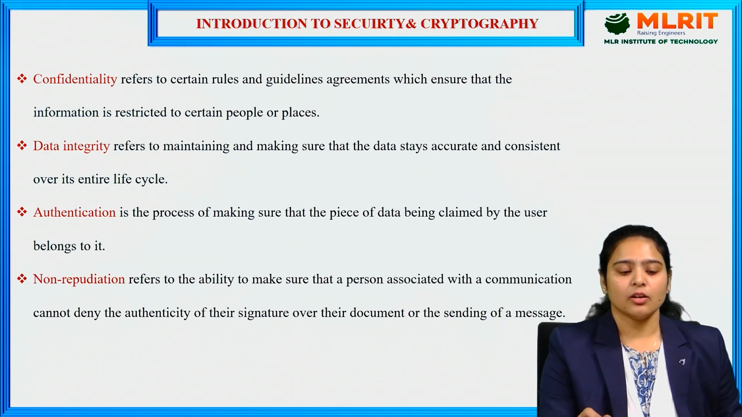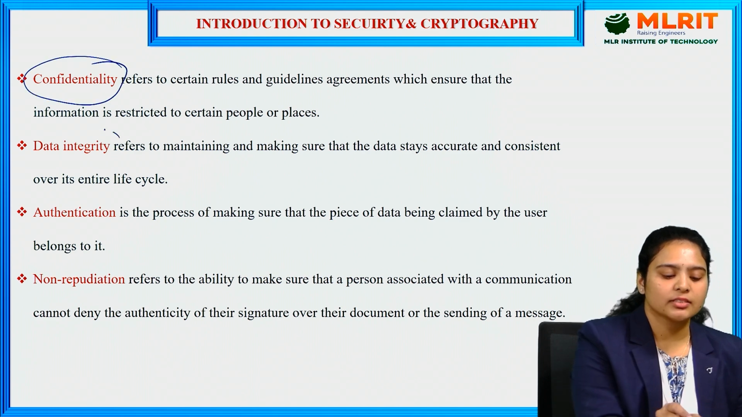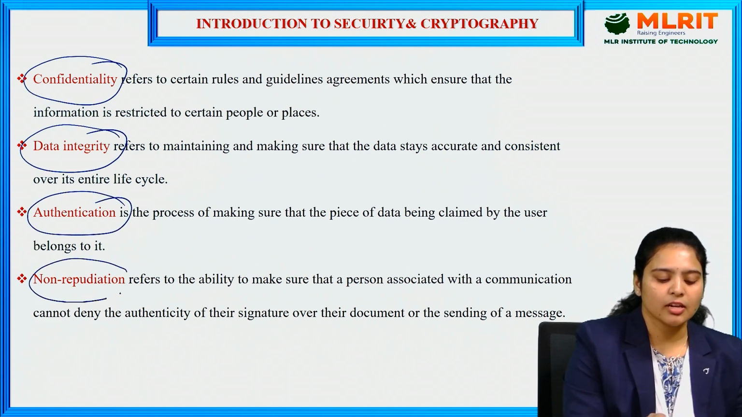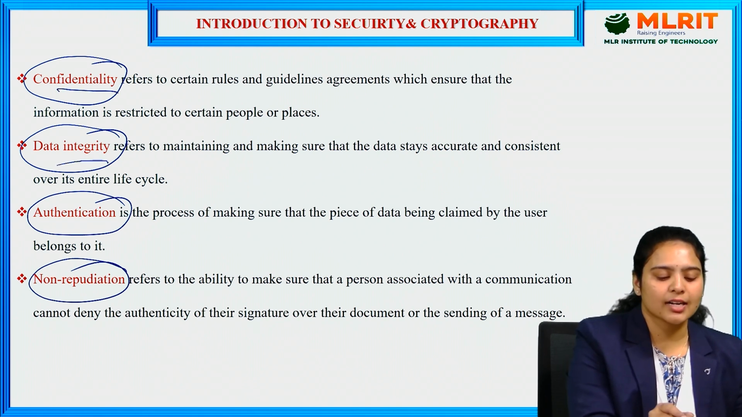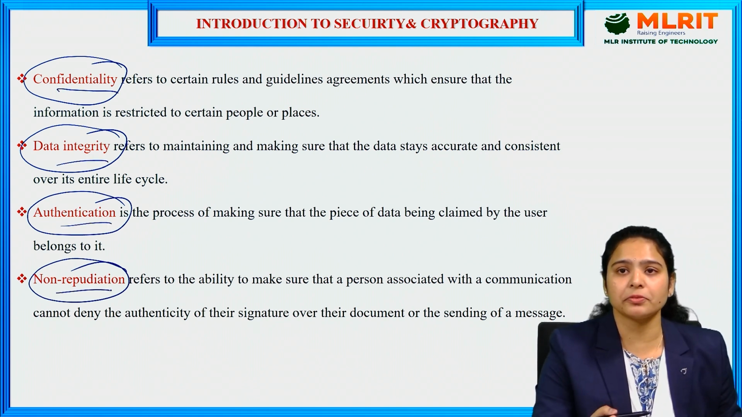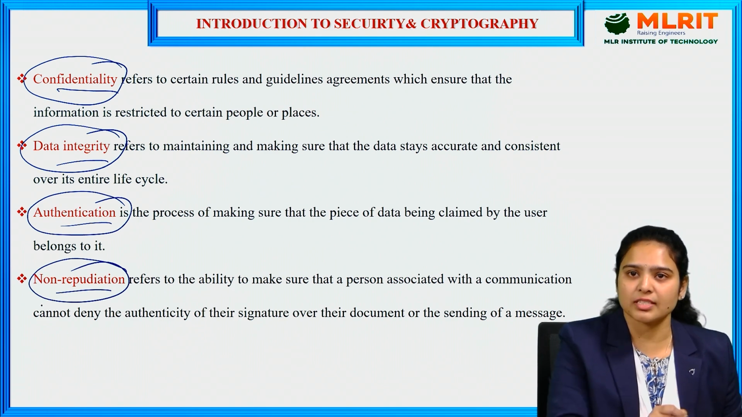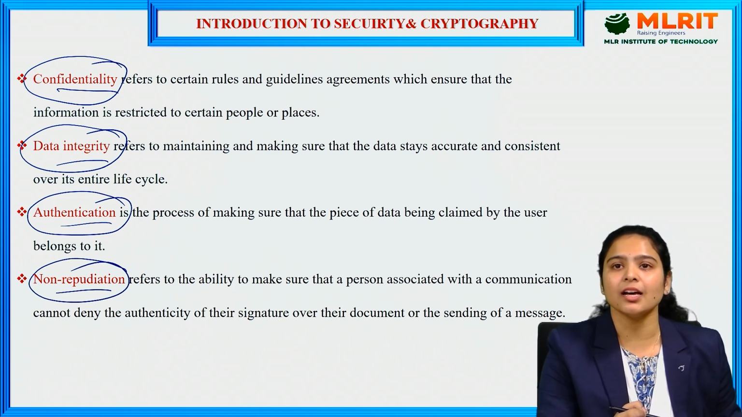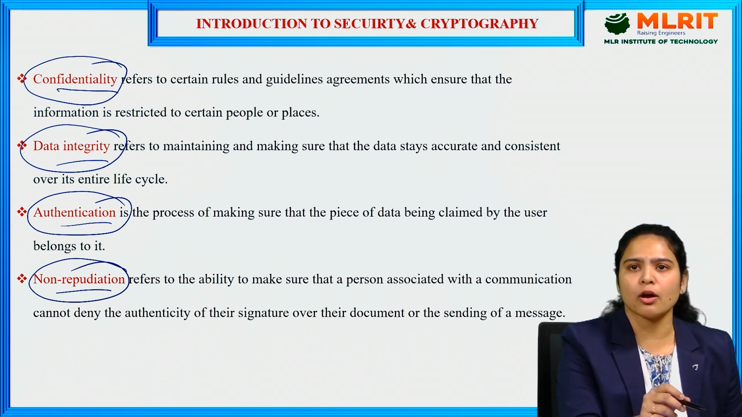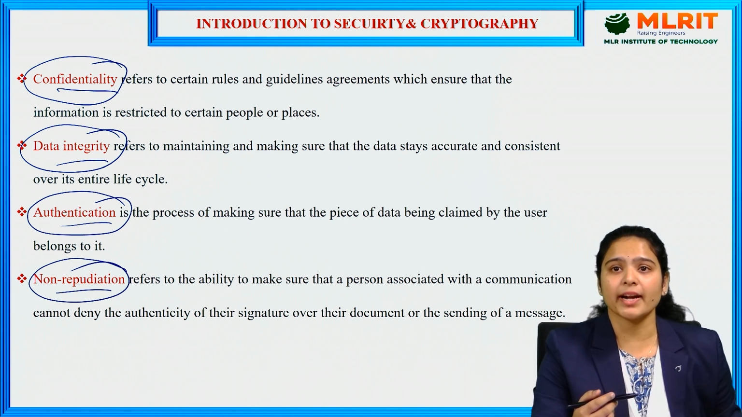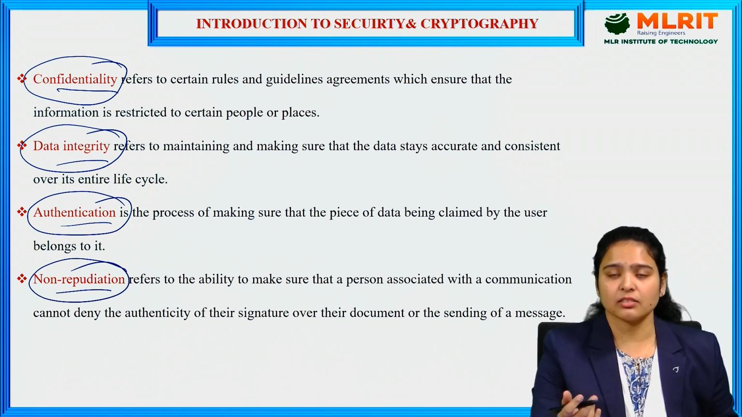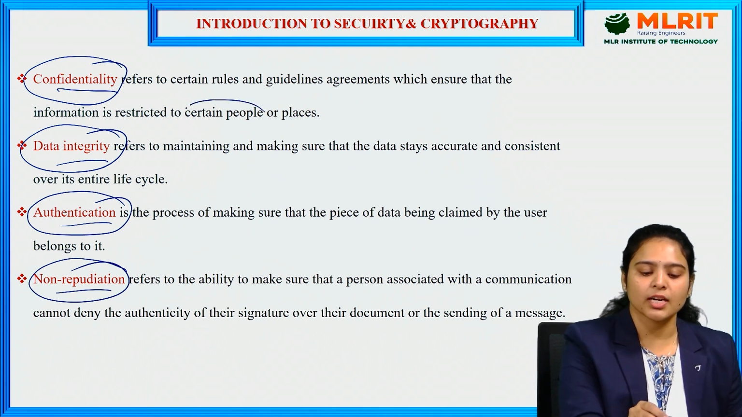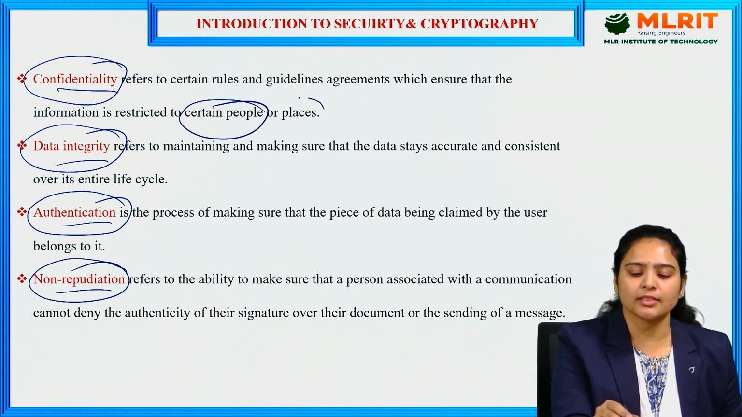Next, what is meant by confidentiality, data integrity, authentication and non-repudiation. These four are the techniques by which we secure our information from unauthorized users or any other persons. The first one is confidentiality. Confidentiality means providing certain rules and guideline agreements to only certain people. We should not give our information to any other persons; we give it only to certain people.